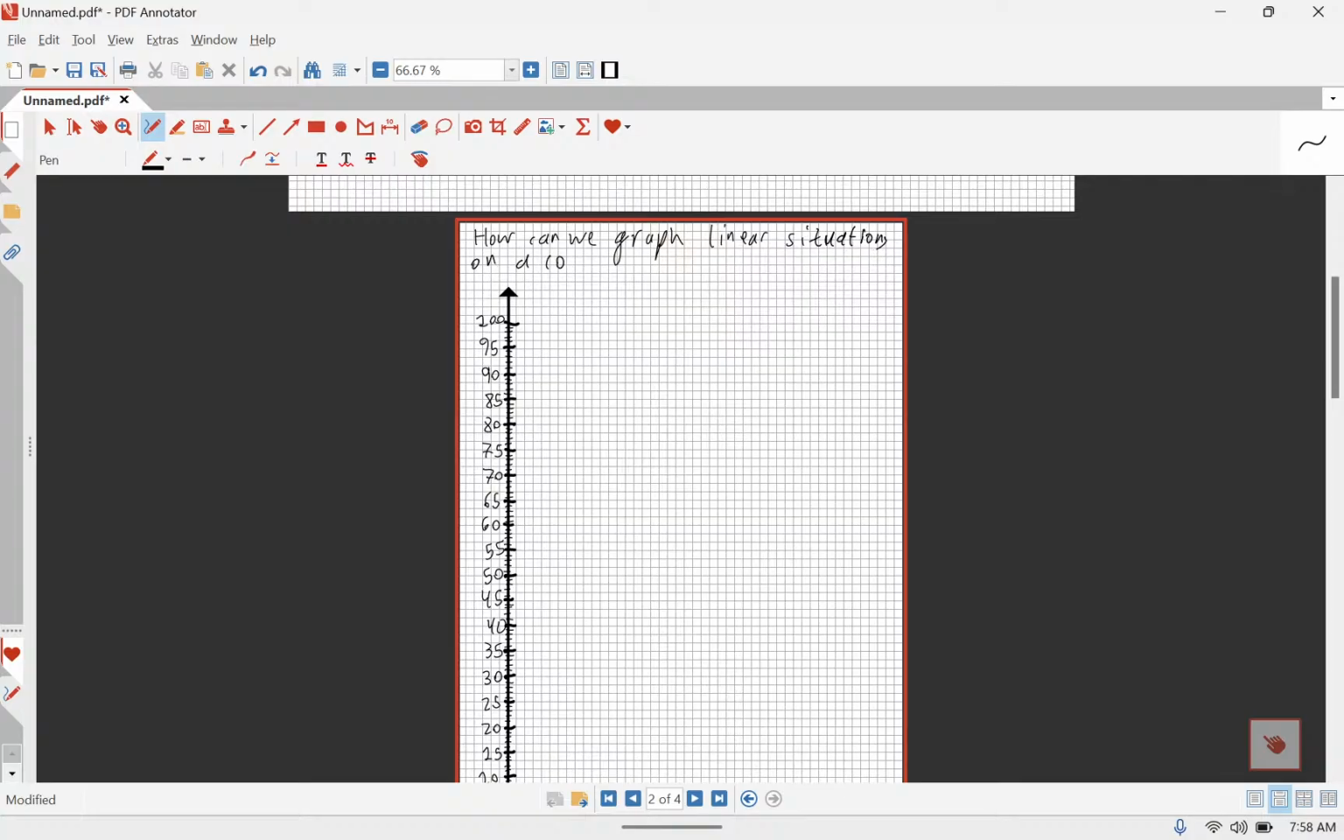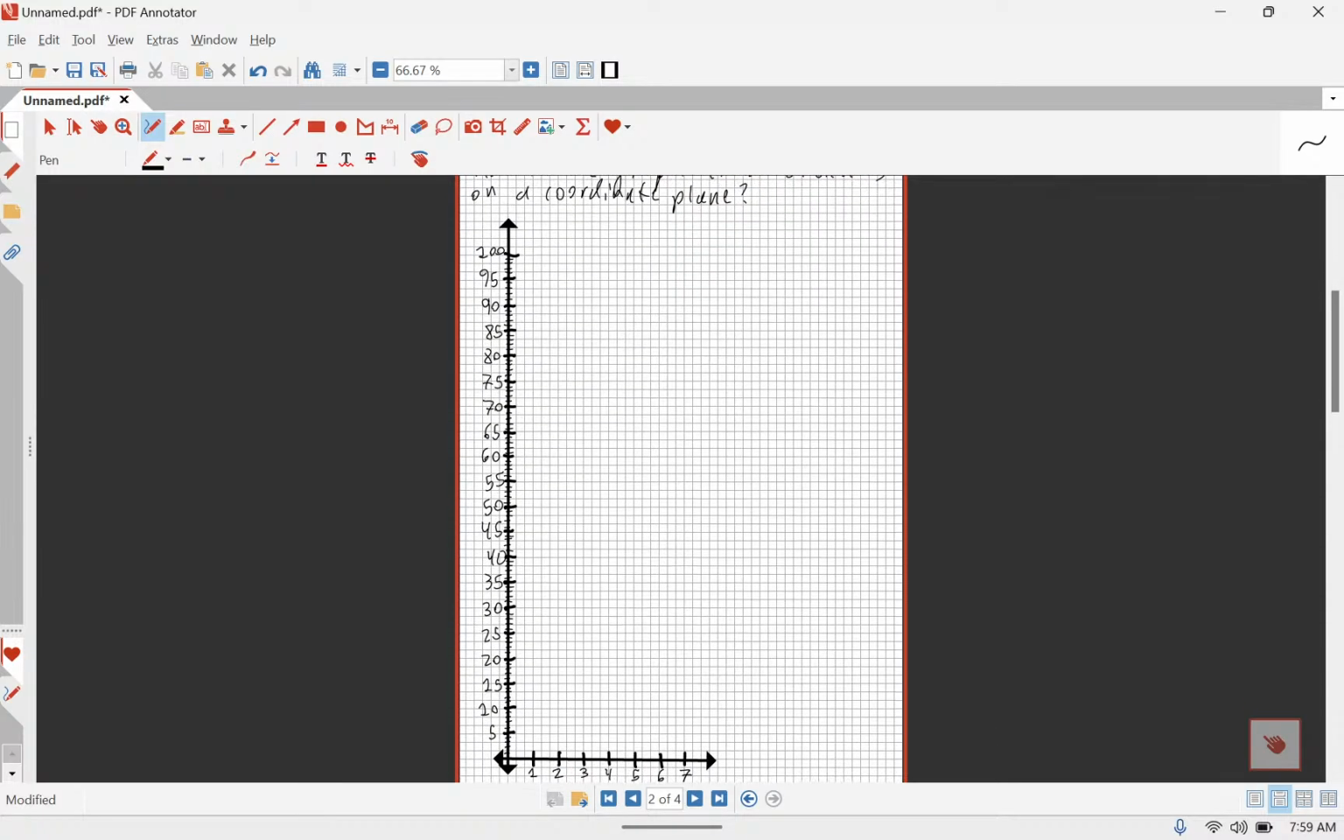Linear situations on a coordinate plane. There's rulers right here. And you're going to want to make a coordinate plane as best you can, as quick as you can, like this. And we're going to talk a little bit about a situation.